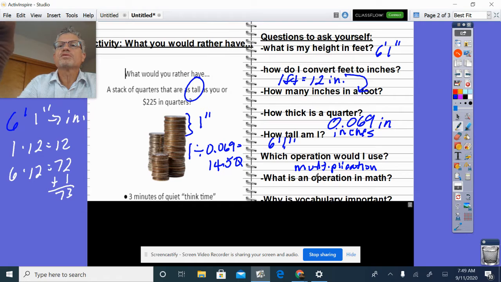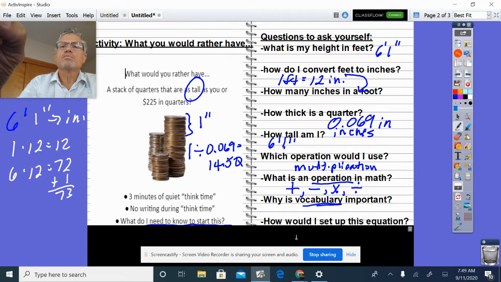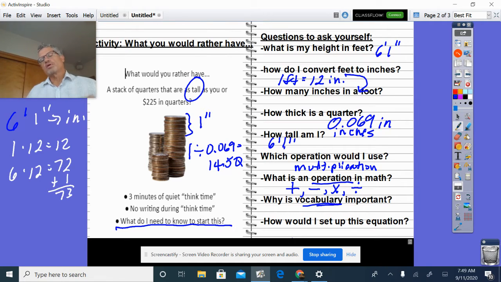Going back over here real quick, what is an operation in math? To think mathematically and talk mathematically, we need to know the operations of math. And these are the 4 operations: addition, subtraction, multiplication, and division. And why is vocabulary so important when we're talking about these things? It's like when you go to high school and take Spanish or French or Chinese. You need to learn the language, the words, in order to understand what the meanings are when they're put together. The same thing applies in math.